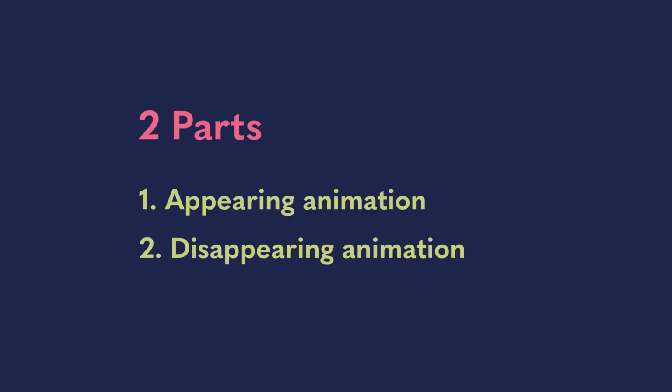So there are two parts to explosions. The first part is the appearing animation and the second part is the disappearing animation. So first we need to figure out how to reveal the effects. Once it's revealed, we need to remove it. So we need an appearing animation and then a disappearing animation.